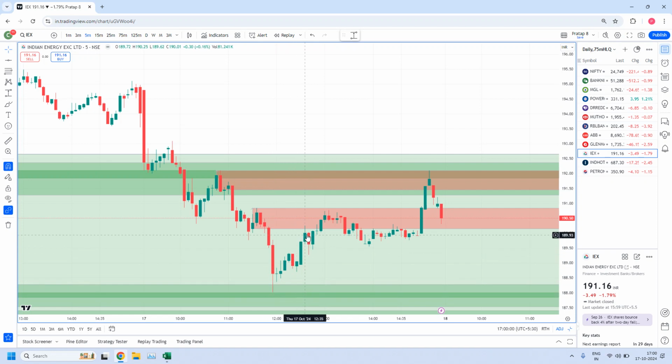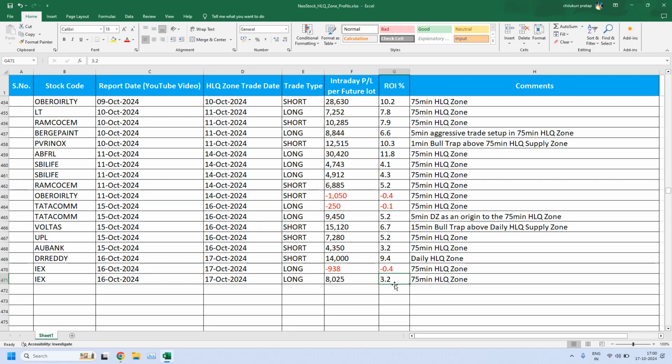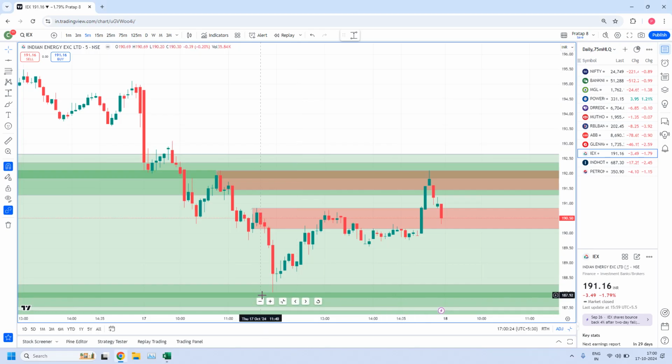And then it reached the target. When it reached 12:35, you took the trade at 11:55 and you closed the trade at 12:35. That means within 40 minutes you closed the trade. Within 40 minutes, how much profit has it given? 3.2% ROI it has given, 8,025 rupees profit, which is 3.2 ROI as per one futures margin cost.